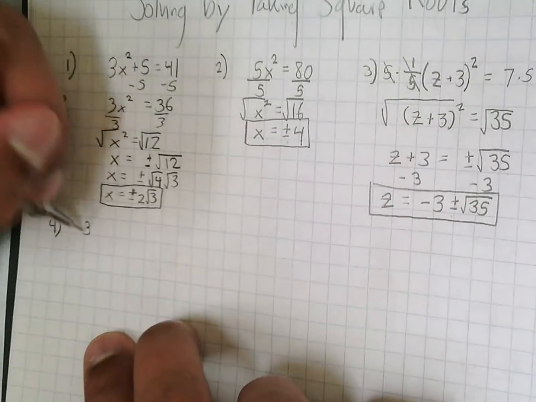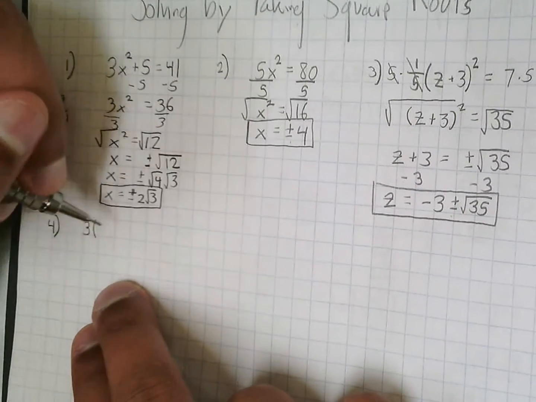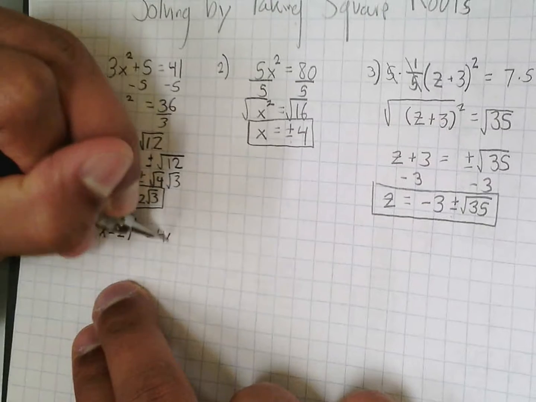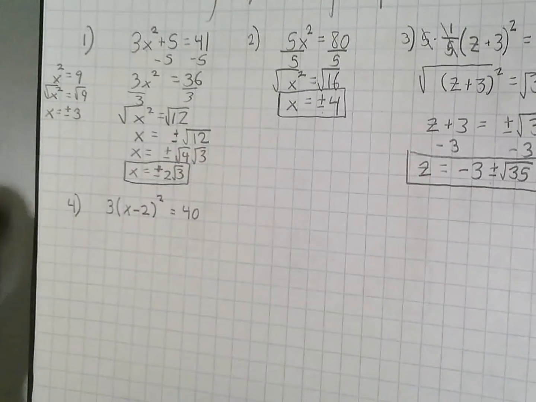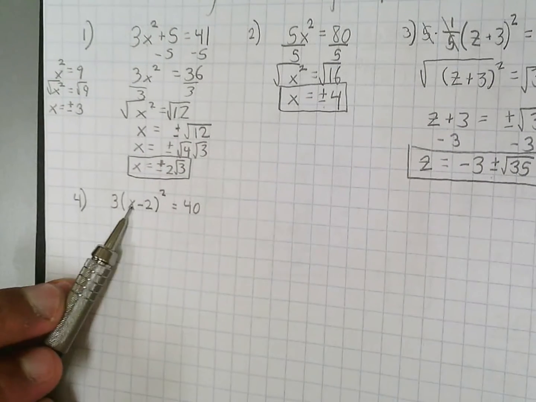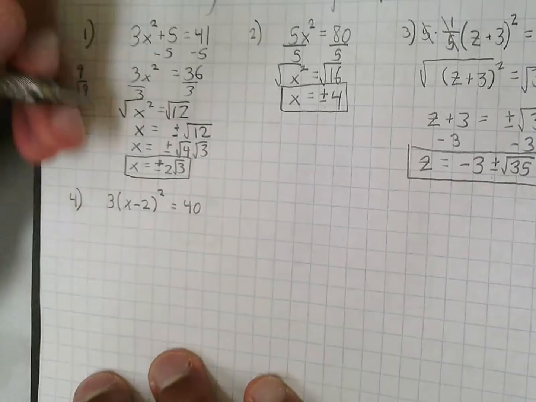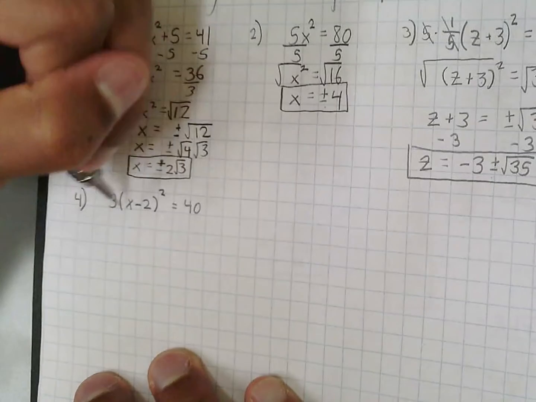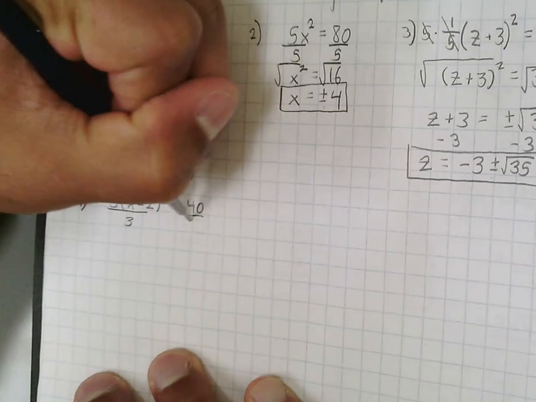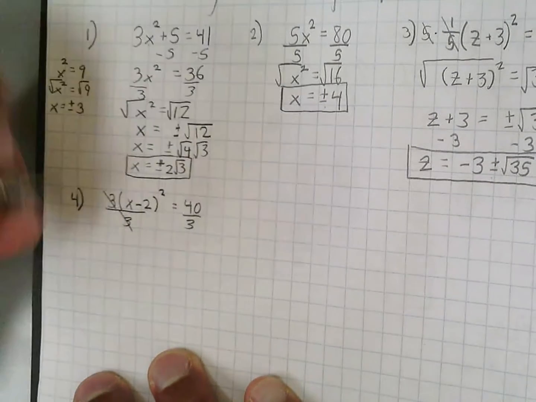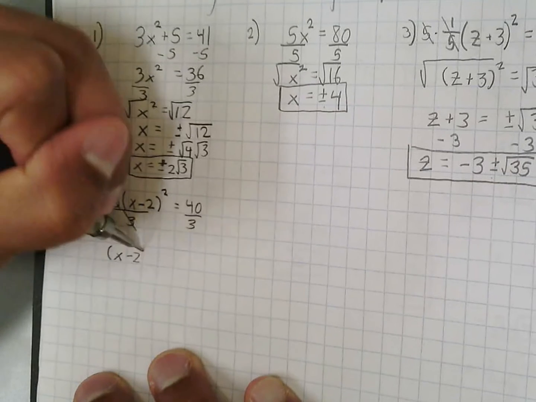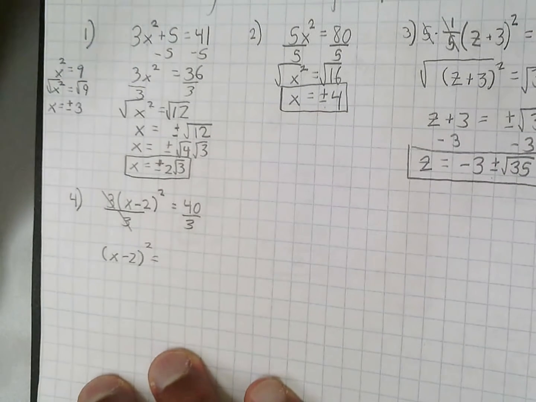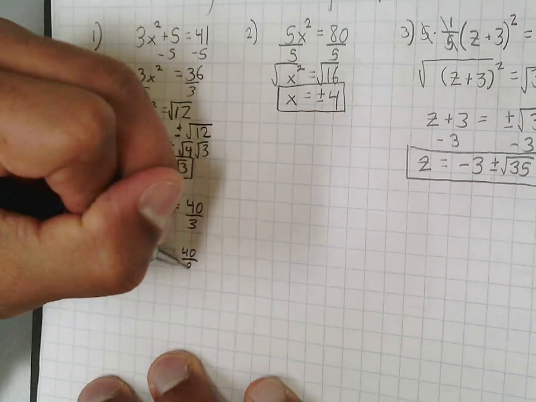So if I have 3 times the quantity x minus 2 squared equals 40, I can solve this by taking square roots because I just have one x term. We work outside in, trying to get x by itself, so first I need to undo multiplication by 3. So I divide by 3. So I have x minus 2 all squared equals 40 divided by 3. Let's see, 40 divided by 3 cannot be simplified, so it's just 40 over 3.